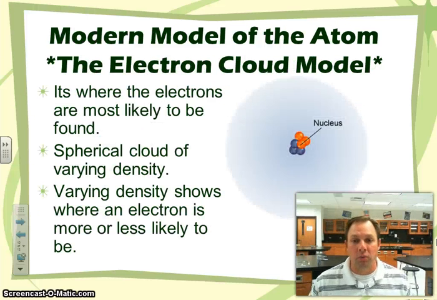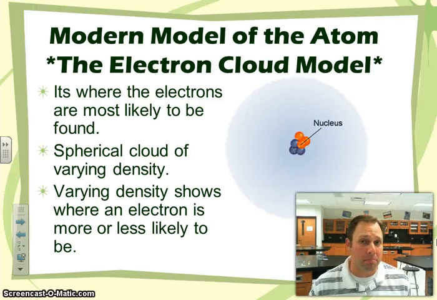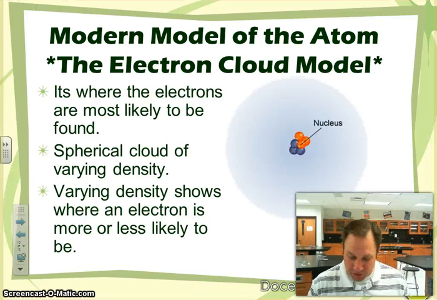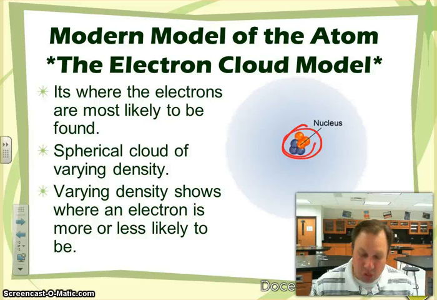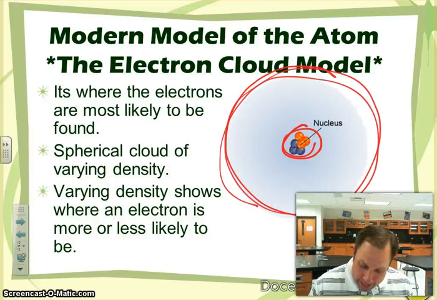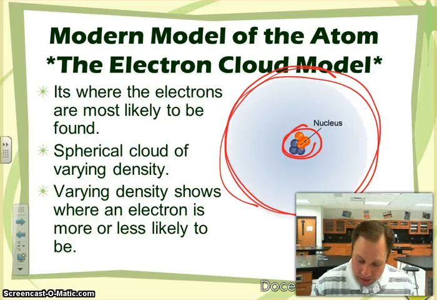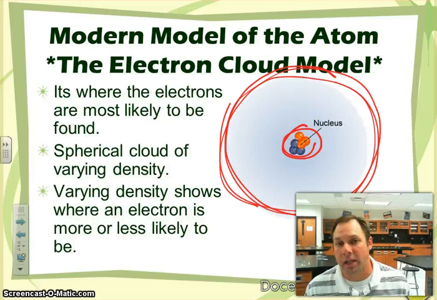All right, now going on real quickly, talking about the third model of the atom. We call this the modern model of the atom, or the electron cloud model of the atom. Now, this still specifies that we have protons and neutrons in the nucleus. But what this shows us is that the electrons outside of the nucleus, out here, we don't know exactly where they are.